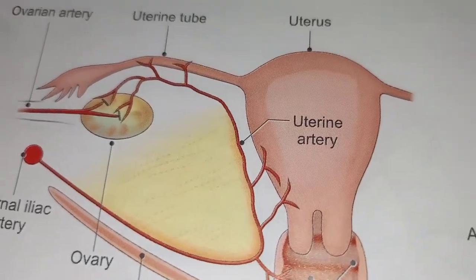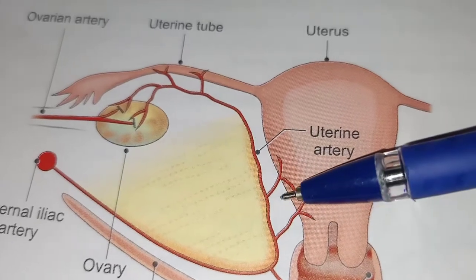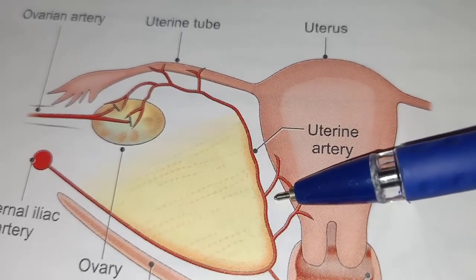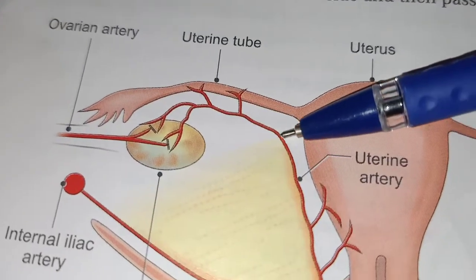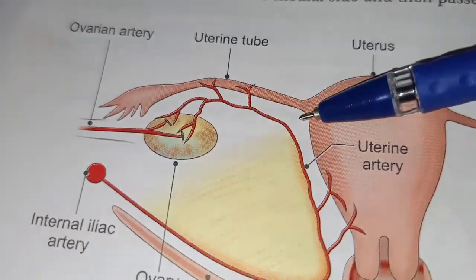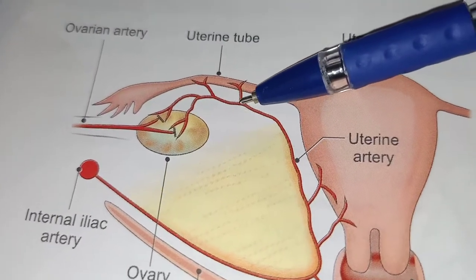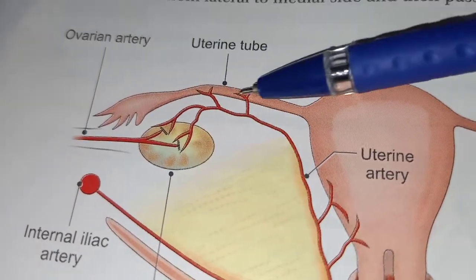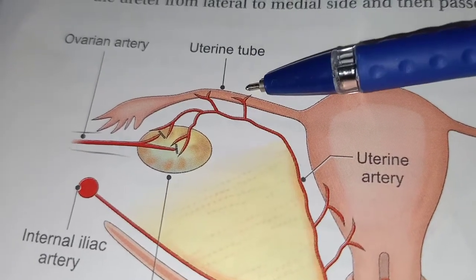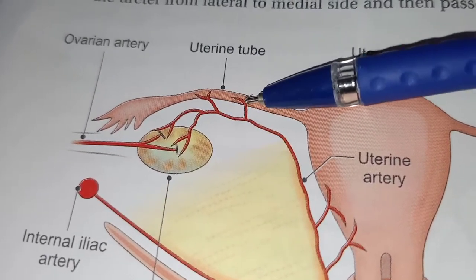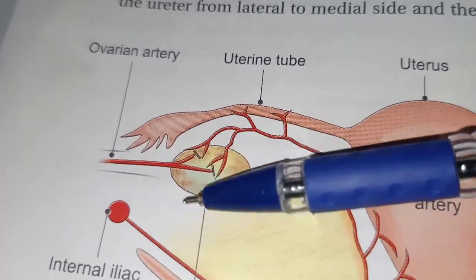Now it is running within the two layers of the broad ligament to reach the junction of the uterus with the uterine tubes. You know where the broad ligament is here, and then it will cross and reach the uterine tubes. It enters the mesovarium to reach the hilum of the ovary.